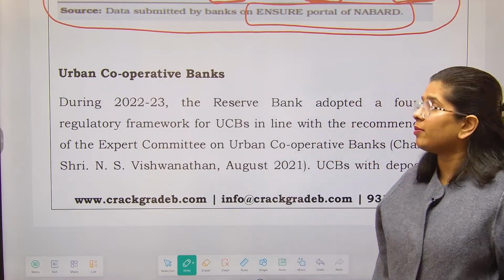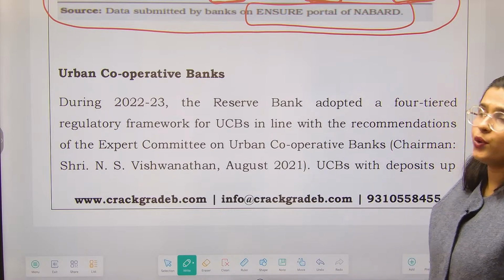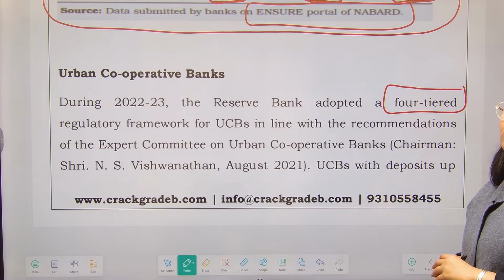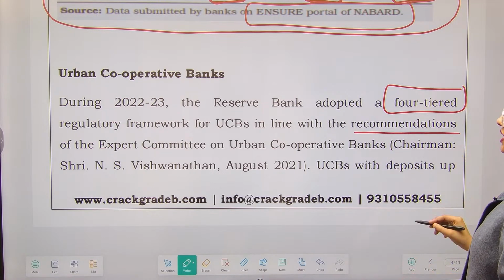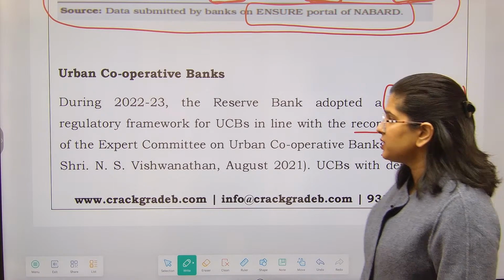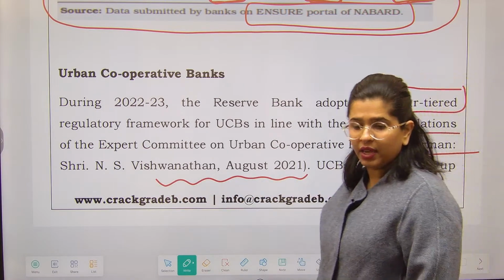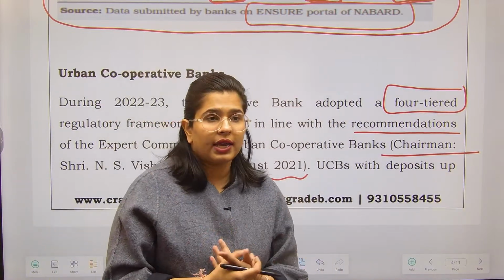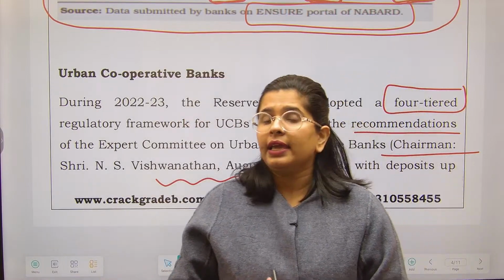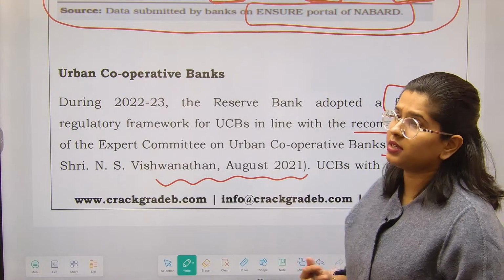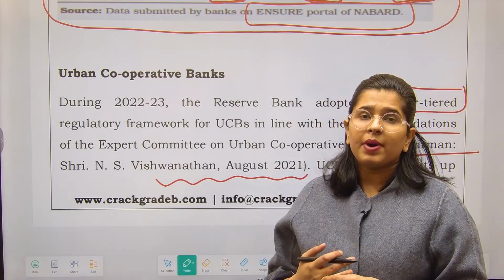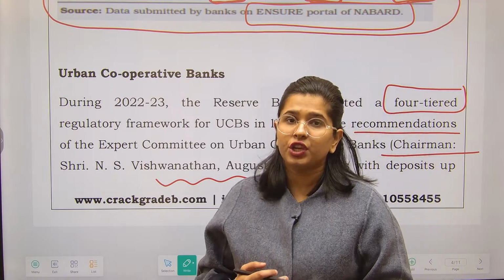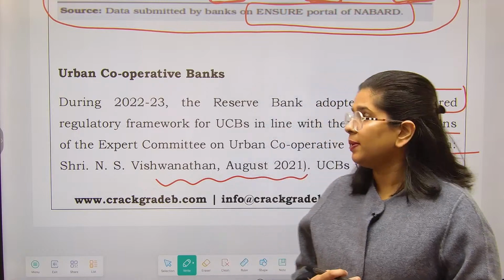So firstly, let's start talking about urban cooperative banks. During the year 2022-23, the Reserve Bank adopted a 4-tiered regulatory framework for the urban cooperative banks in line with the recommendations of the expert committee whose chairman was Shri N.S. Vishwanathan. In August 2021, he gave the recommendation. So why was there this regulatory upheaval? Why was it thought that we should bring changes? Because in the previous years there was the PMC bank crisis, right? Punjab Maharashtra Cooperative Bank, and because of that it was thought that RBI needs to increase its vigil on cooperative banks.